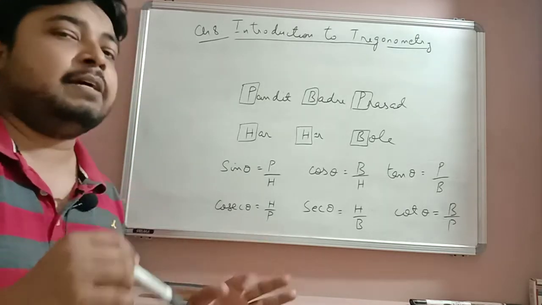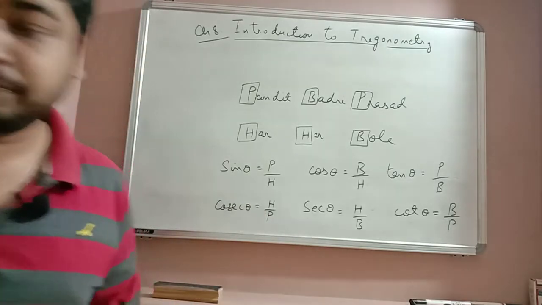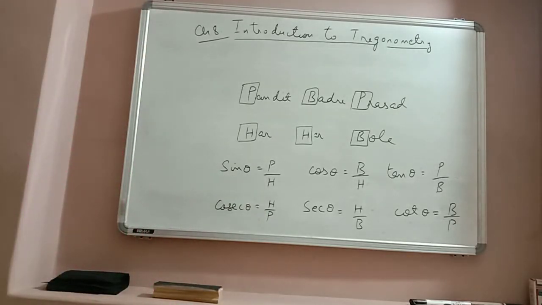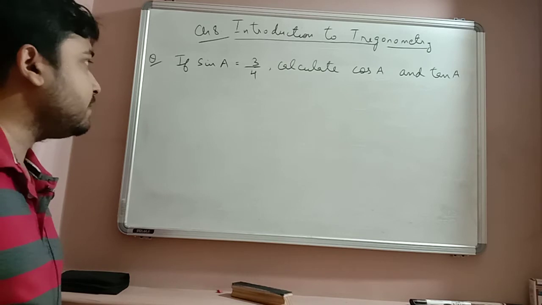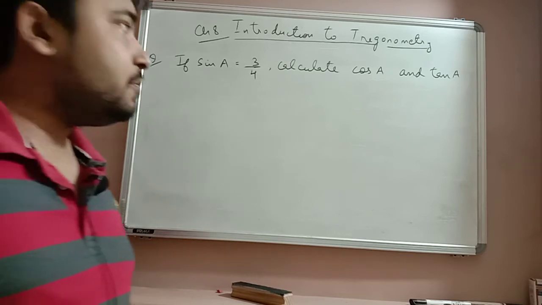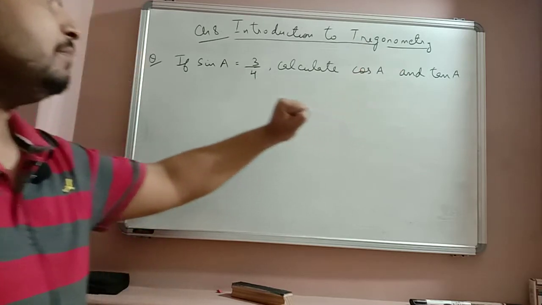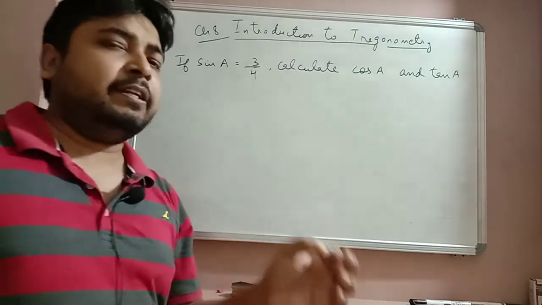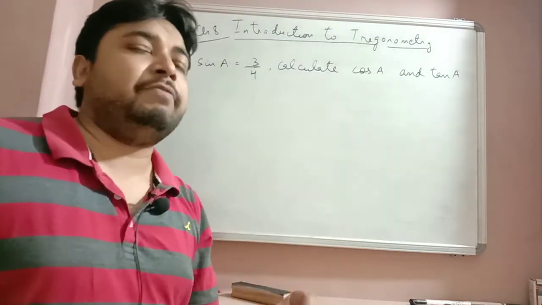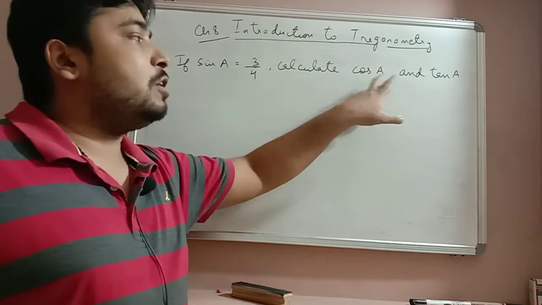Alright, now let's take up some questions based on these trigonometric ratios. Okay, let's take up this question. The question states, if sin A is equal to 3 by 4, calculate cos A and tan A. So one trigonometric ratio is given, sin A. If one of the trigonometric ratios is given, we can find out all the other 5 trigonometric ratios. So we just need to find the other 2 ratios, that is cos A and tan A.